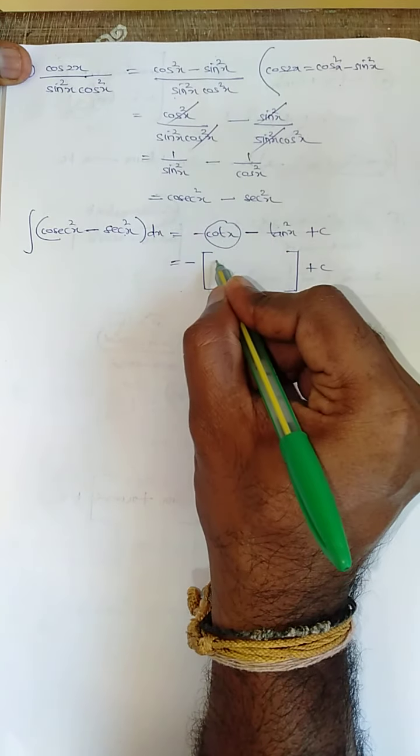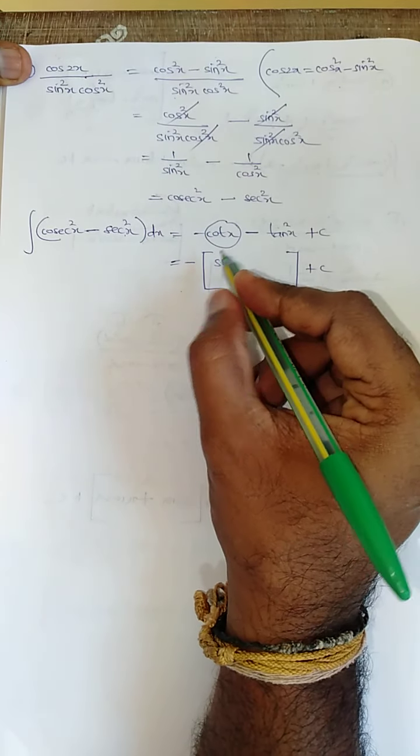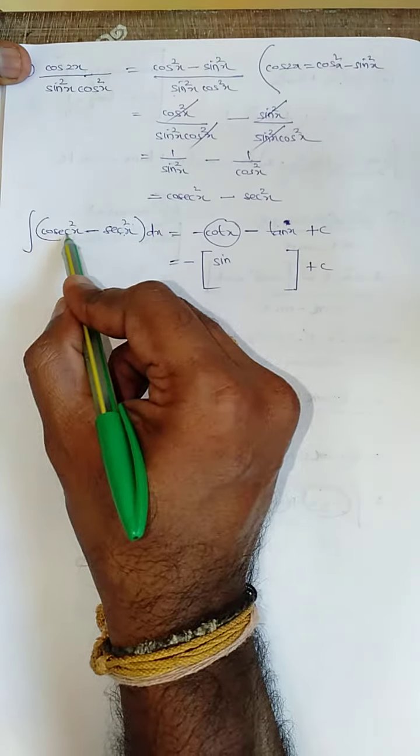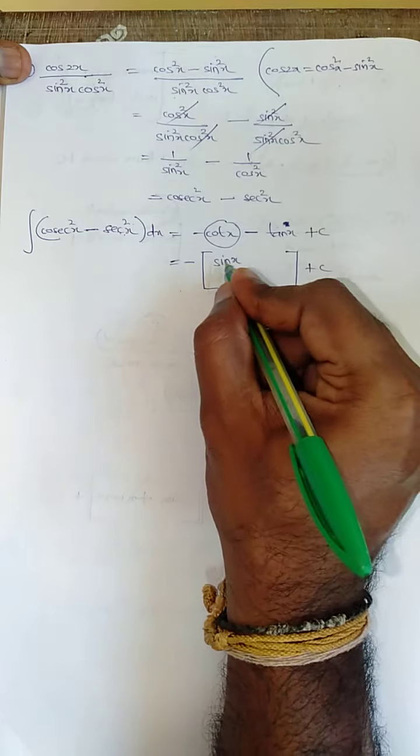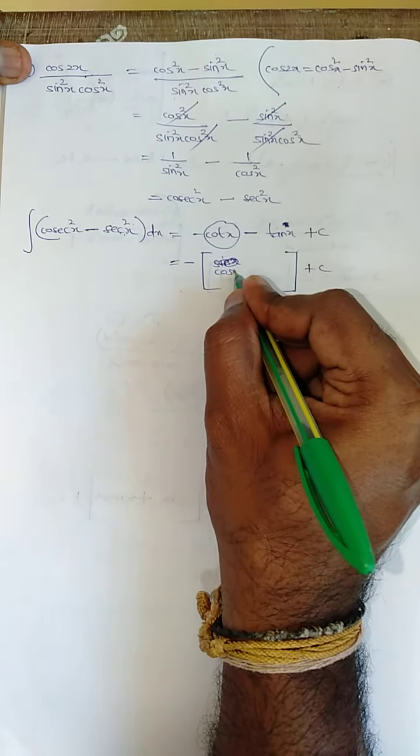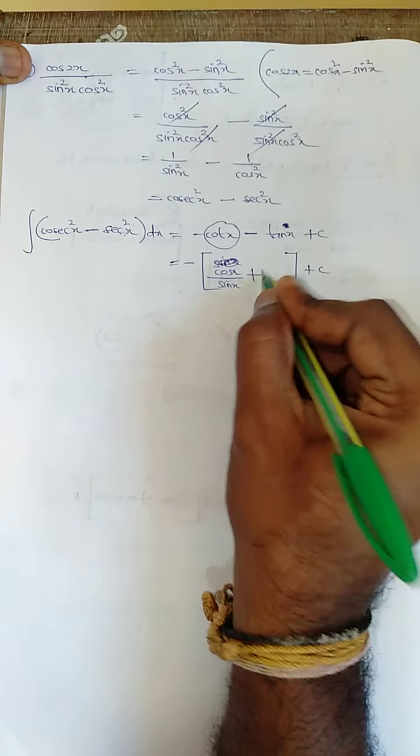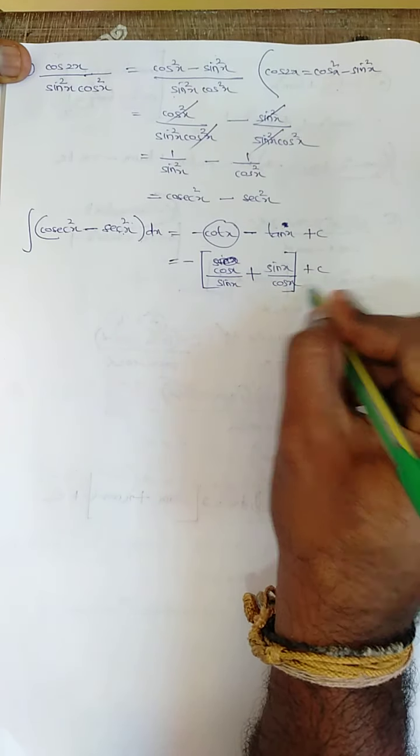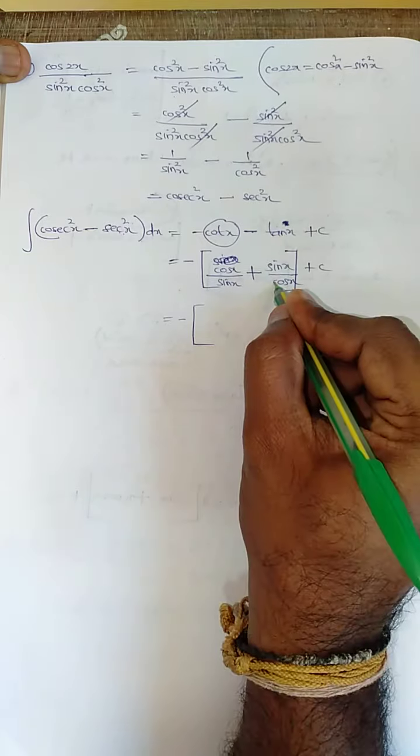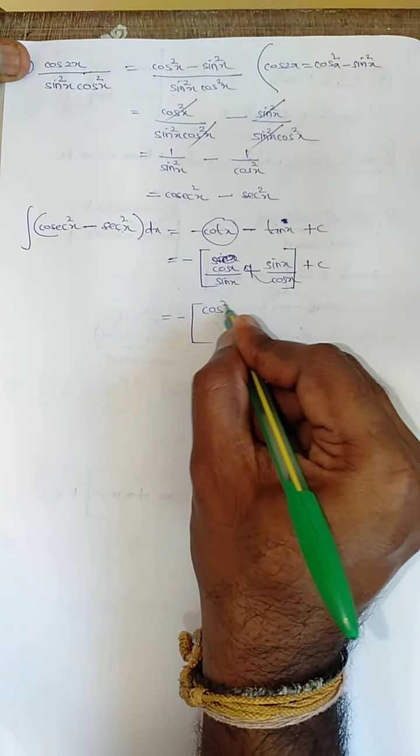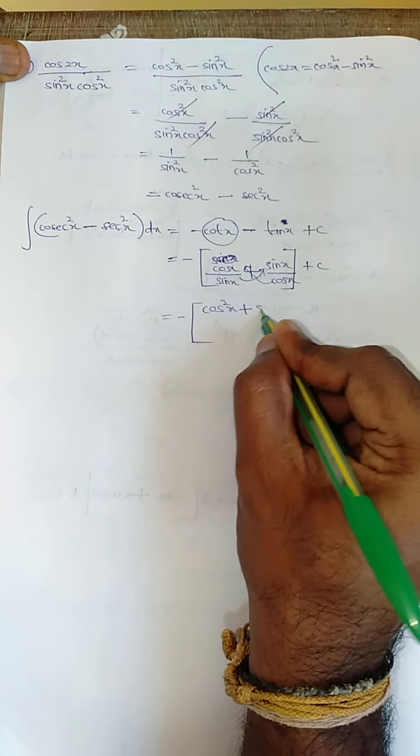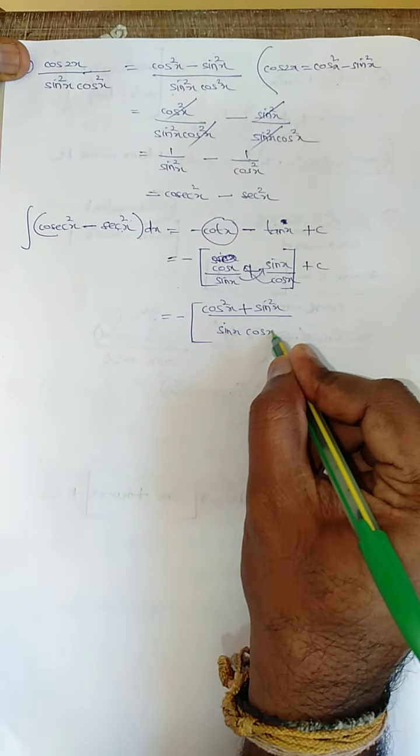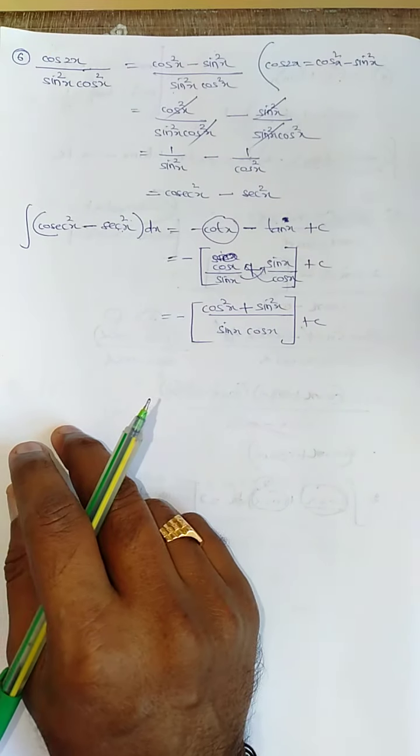How can cot be written? For secant square x, the integral is tan x. For cosecant square x, it is cot x. For cot x, I write cos x divided by sin x. Plus, because minus is taken outside, for tan x I write sin x divided by cos x. Now cross multiply: cos into cos, cos square x, and sin into sin, sin square x, divided by sin x cos x, plus c.